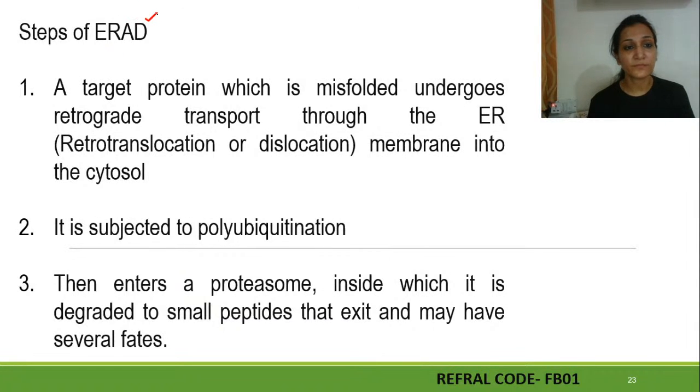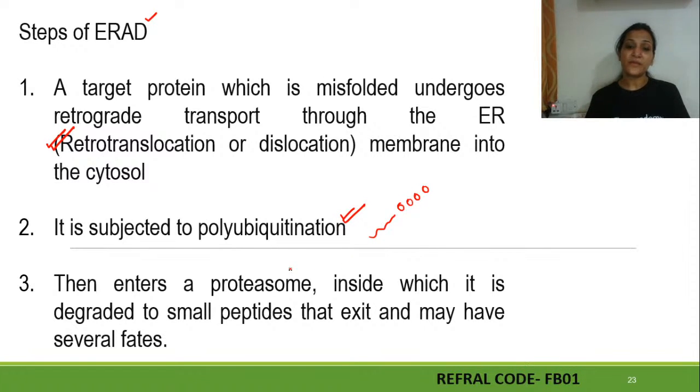Now the steps of endoplasmic reticulum associated protein degradation. So how does it occur? A target protein which is misfolded undergoes a retrograde transport through the ER membrane into the cytosol. It is actually destined to be released in the outer environment, but now it will be released into the internal environment only. So it is called retrotranslocation or dislocation into the cytosol. And when it is released in the cytosol, as we just saw in the picture, polyubiquitination occurs, that there will be addition of many ubiquitin residues at the end of the polypeptide.